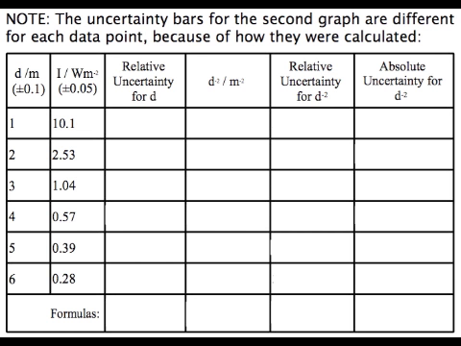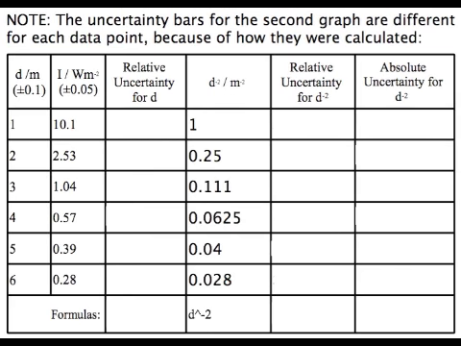So when we look back at our data and we try and raise our D values to the exponent of -2, we also have to deal with the plus or minus 0.1 uncertainty. So the first thing we need to do is convert that uncertainty into a relative uncertainty.